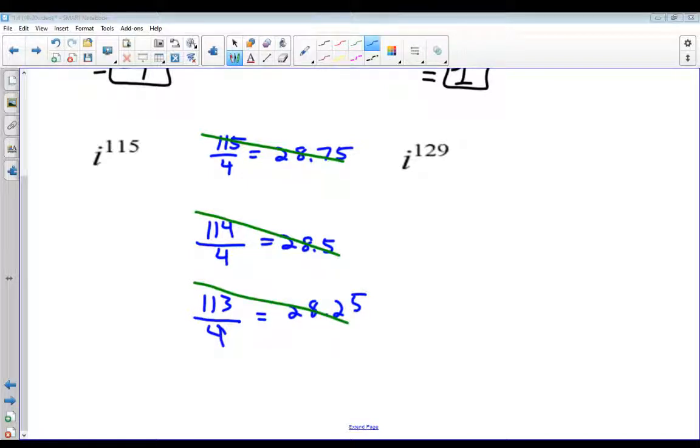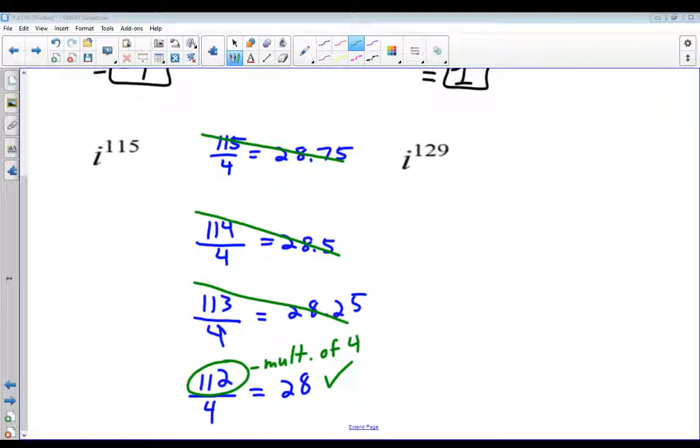But let me try one more time. I'll take one more away. So then instead of 113, I have 112. And let's divide that by 4. So 112 divided by 4 gives me 28. There we go. So 112 divided by 4 would be 28. So this would be a multiple of 4.